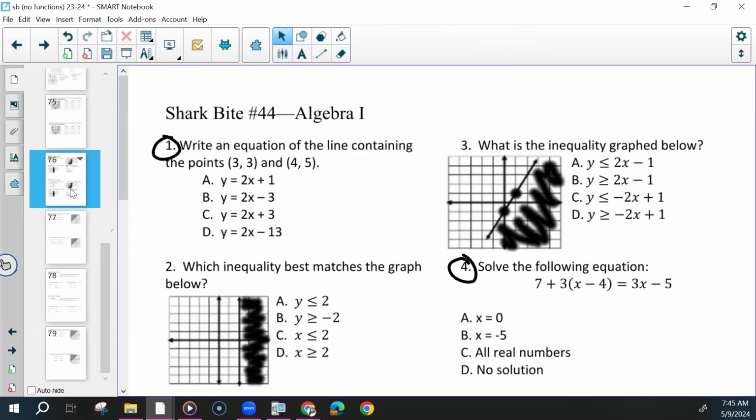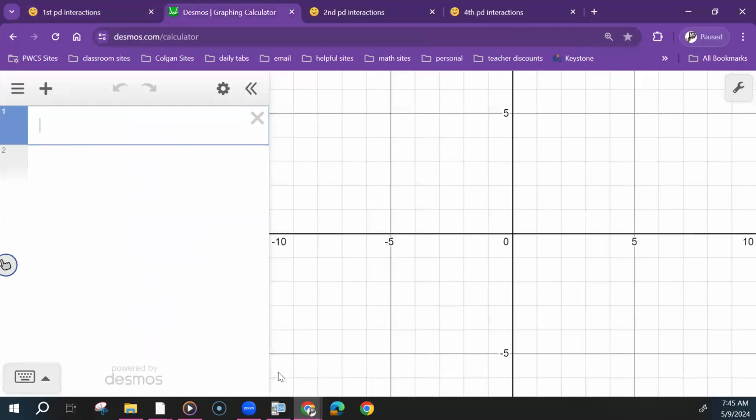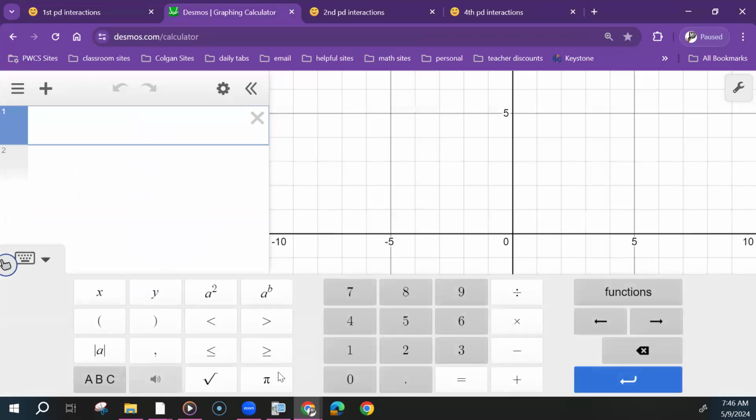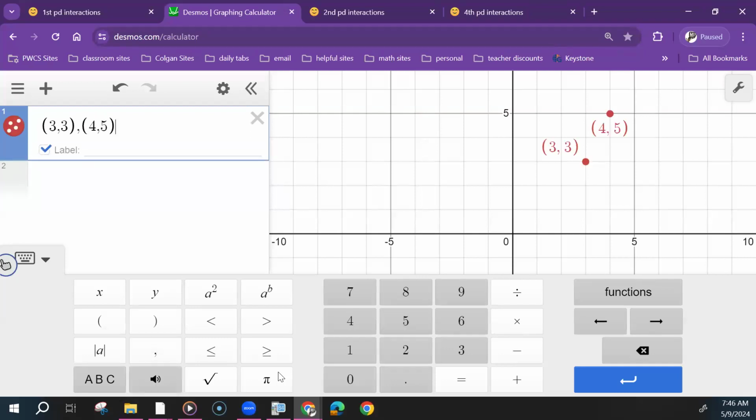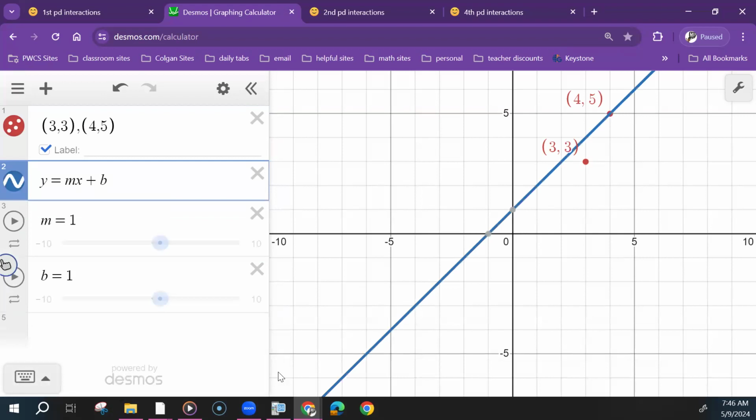And all of these can be done in Desmos. So starting with number 1, we need to write an equation that goes through these 2 points. So if I were to type in these 2 points, I know I need an equation, so that's going to give me my equation of a line, y equals mx plus b. So I'm going to type that in. And I'm going to add in all my sliders.